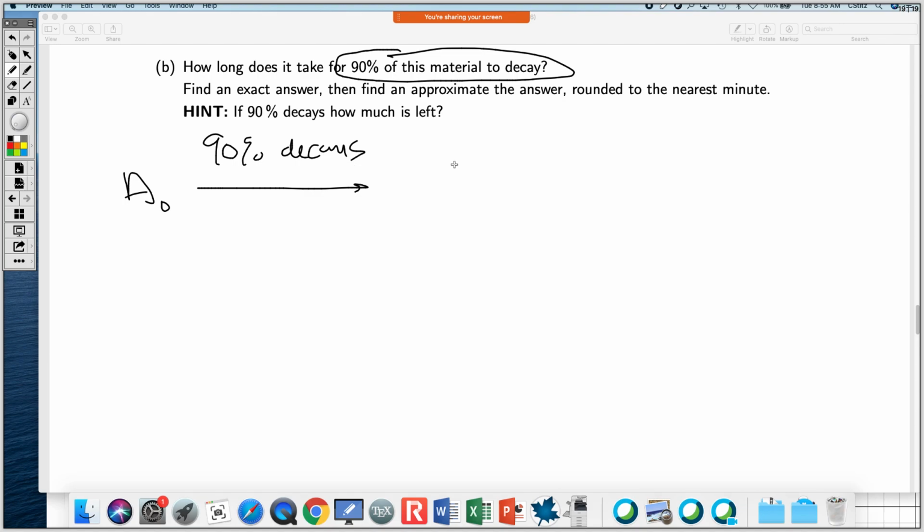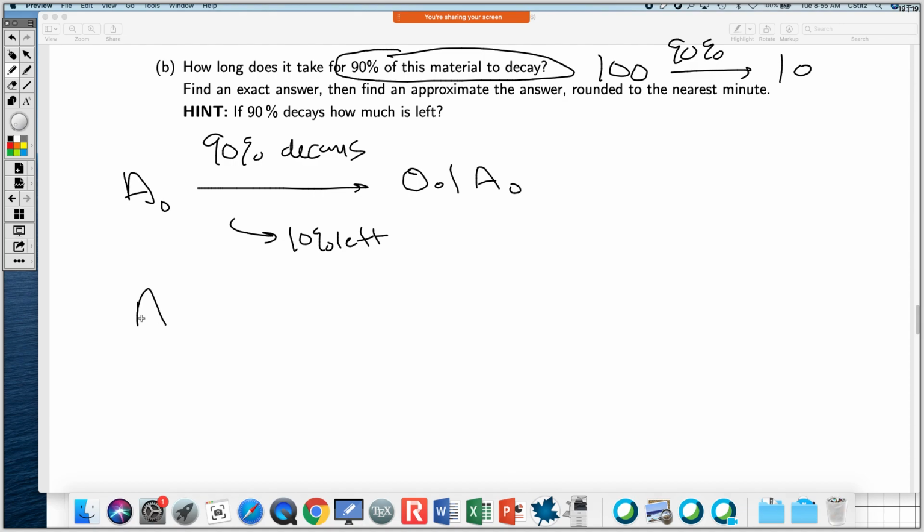How do I calculate how much is left? Well, if 90% decays, then that means there's only 10% left. And so it would be 0.1 times A naught. For example, if we had 100 to start and 90% decayed, then I'd be left with 10. 100 grams, whatever. Does that make sense or not?